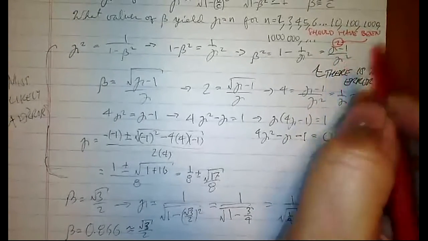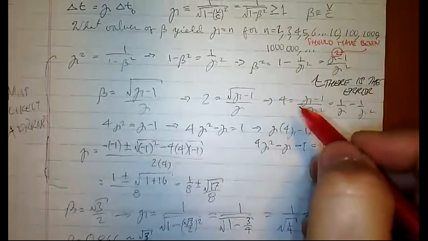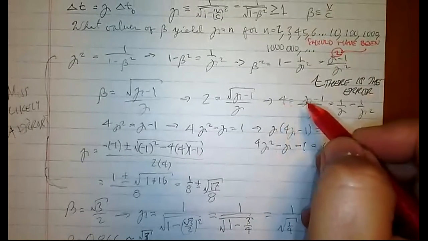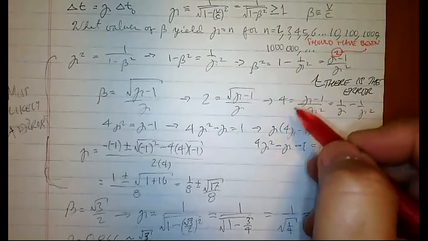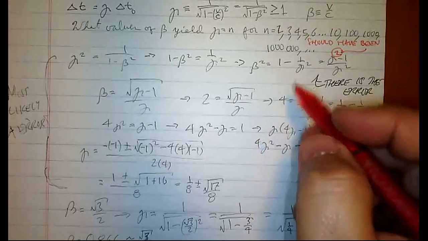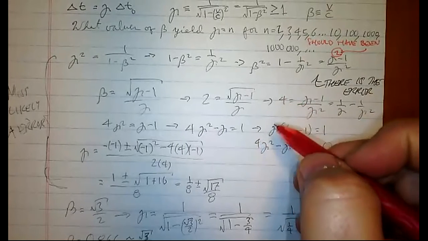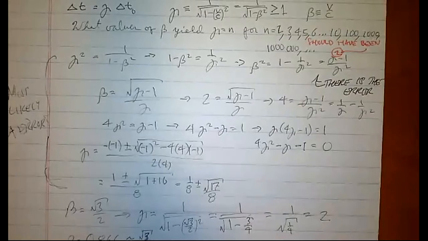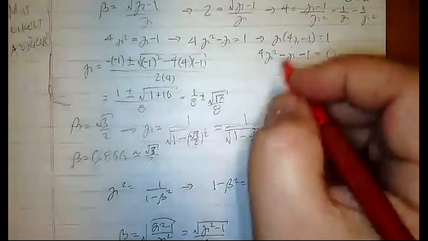And you see when I go through all this, that 4 would have ultimately been 4 gamma squared minus gamma squared, which would be 3 gamma squared. So that would actually work it out, and you'd end up getting back what I said, which was root 3 over 2.